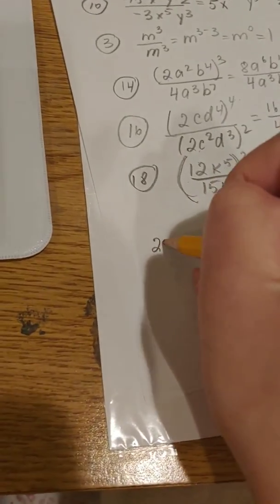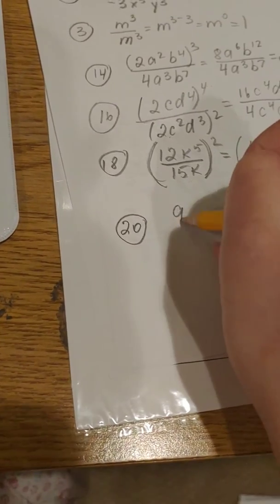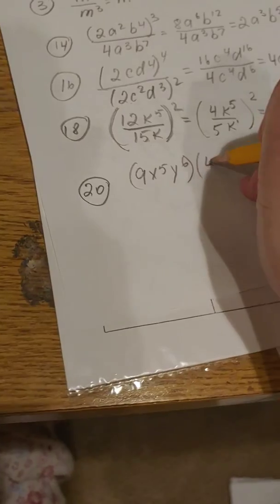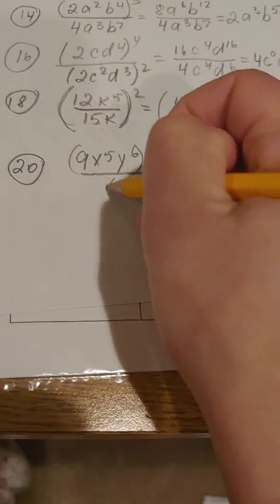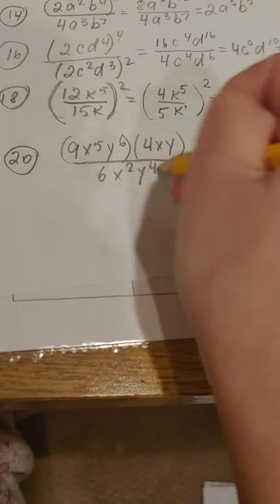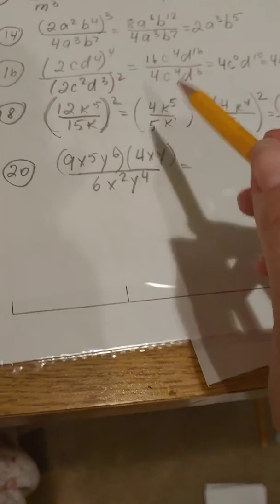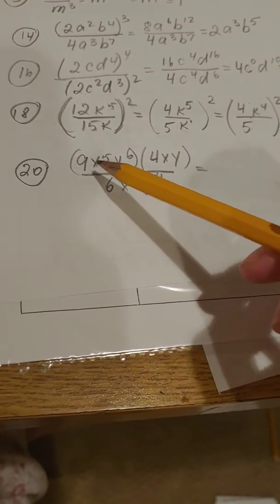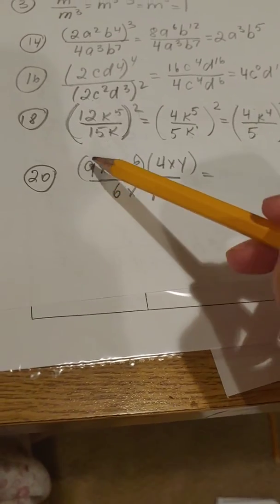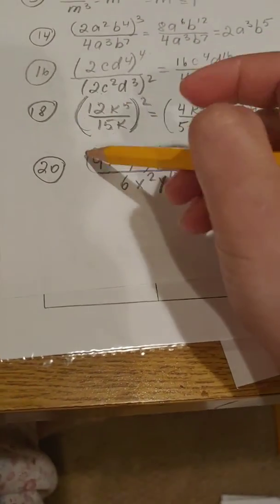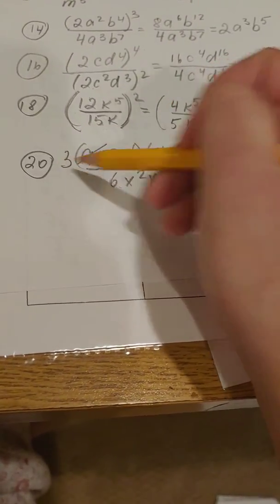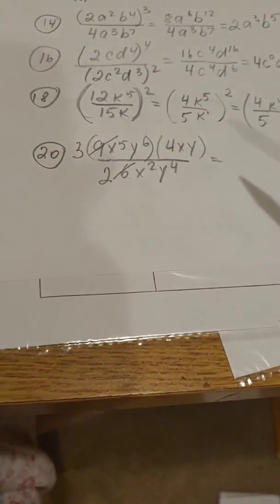So now I'm going to go over number 20, 9x to the 5th power, y to the 6 inside of the parentheses, 4xy over 6x squared y to the 4th power. Okay, what I'm going to do first, I'm going to reduce this. I see 9 on top, 6 on the bottom. I'm going to divide both by 3. So 9 divided by 3 is 3, 6 divided by 3 is 2.